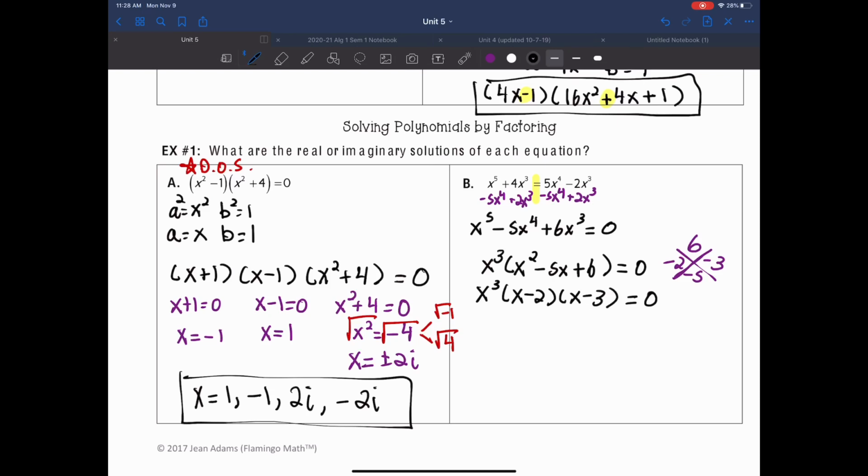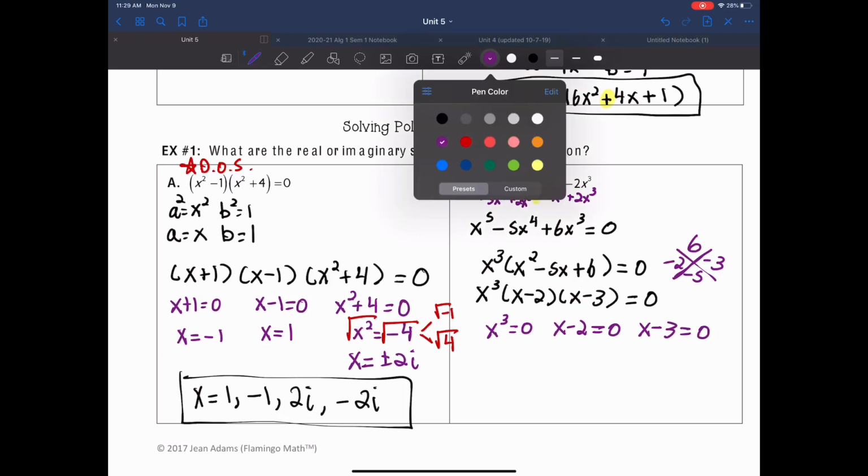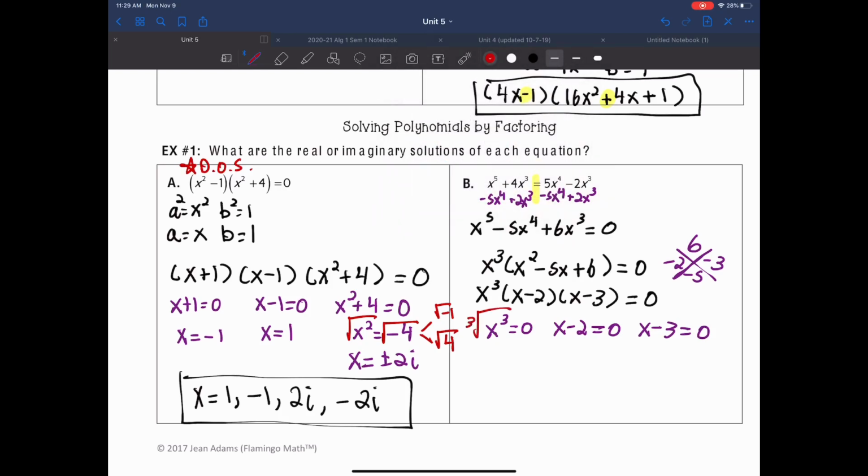All right, so since I can't do anything else to this, I have all of my factors. I can use the zero product property to set each of these factors individually equal to 0. So I say x cubed equals 0, x minus 2 equals 0, x minus 3 equals 0. I'm going to solve for x in each case. First case, take the cube root of both sides, and then I get x equals 0.